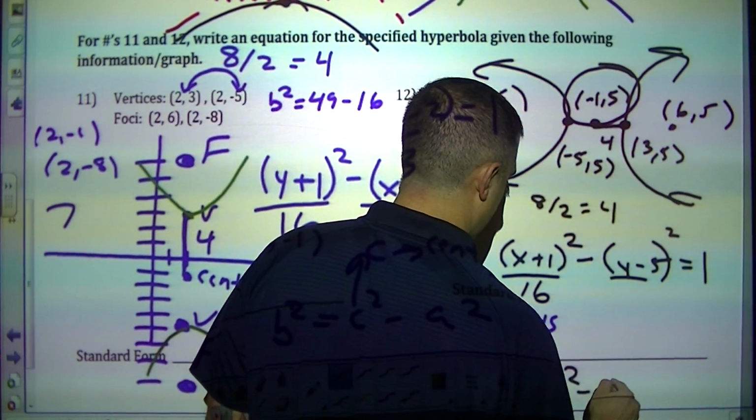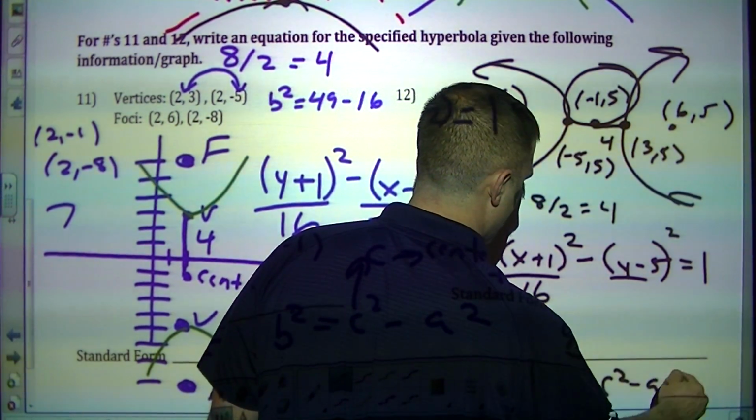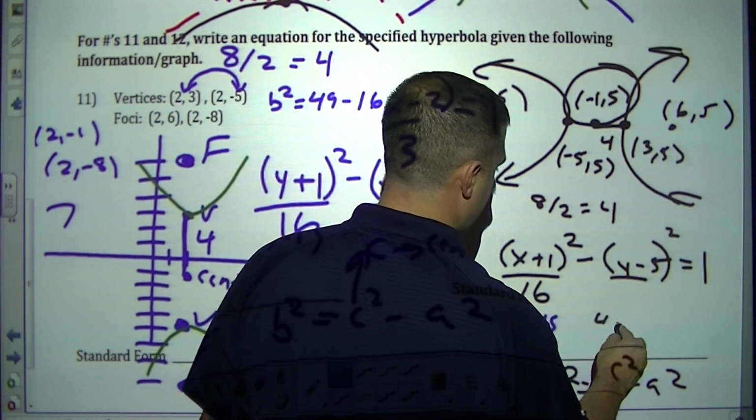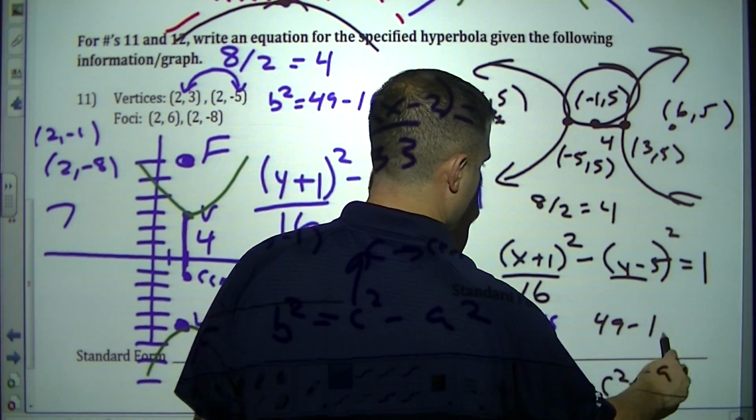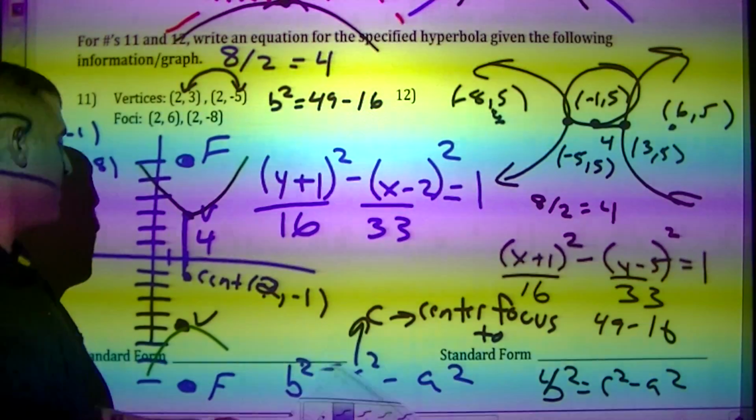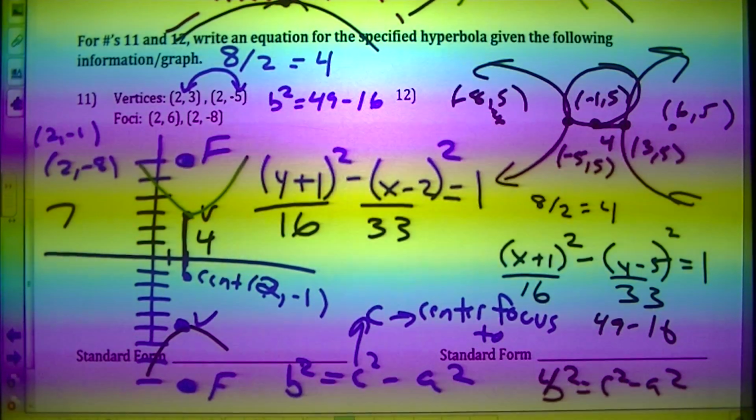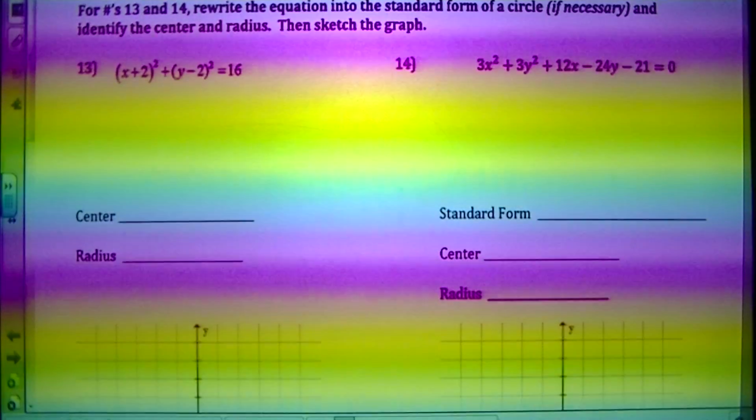B squared equals c squared minus a squared. So it's going to be 49 minus 16, which will be 33. They're not always going to be like that, but that's how they happen to work out on this one. All right. Moving on to the last thing, circles.